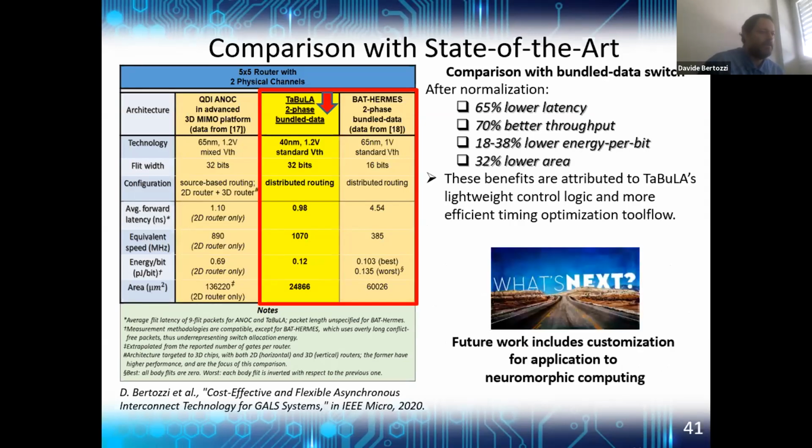Let me skip this slide and just convey the key takeaway message. I think that there are useful indications that this bundle data technology is promising, both in comparison with the QDI switches and in comparison with alternative state-of-the-art bundle data realizations that I'm skipping for lack of time. I refer to the paper for further details. What's next? All these indicators tell us that it's about time to start customizing this architecture for application to a neuromorphic computing environment, because all the desired properties seem to be there.